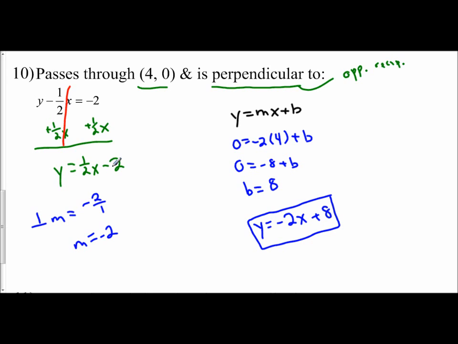to y equals 1/2 x minus 2. I see my perpendicular slope. It goes through the coordinate (4, 0), and I used the solve for b approach to find my y-intercept. So that is perpendicular lines.